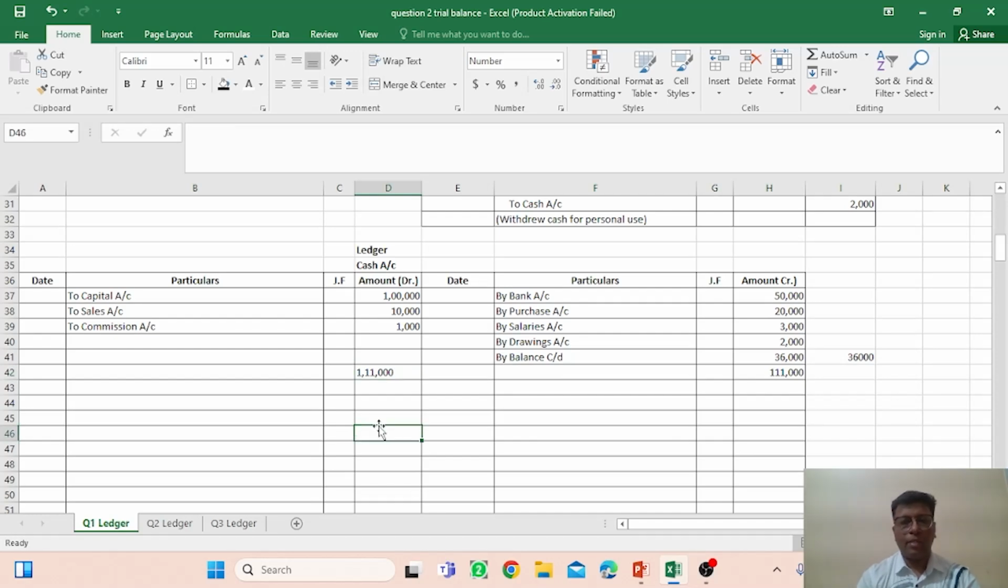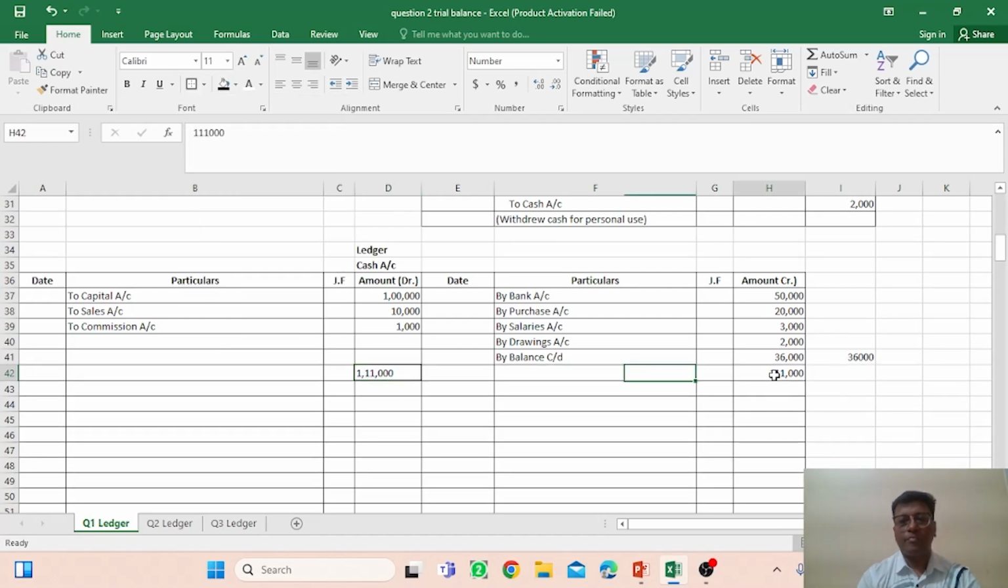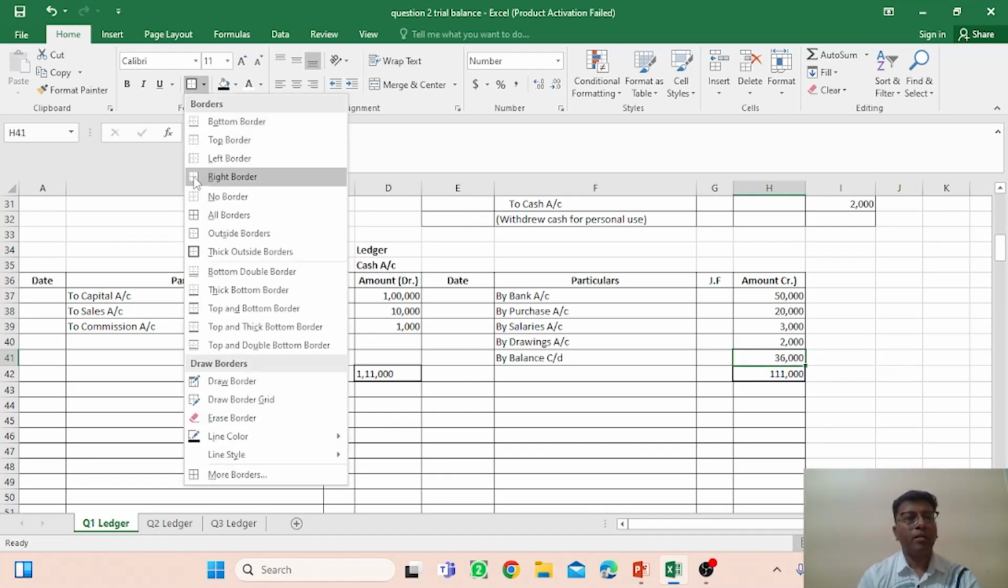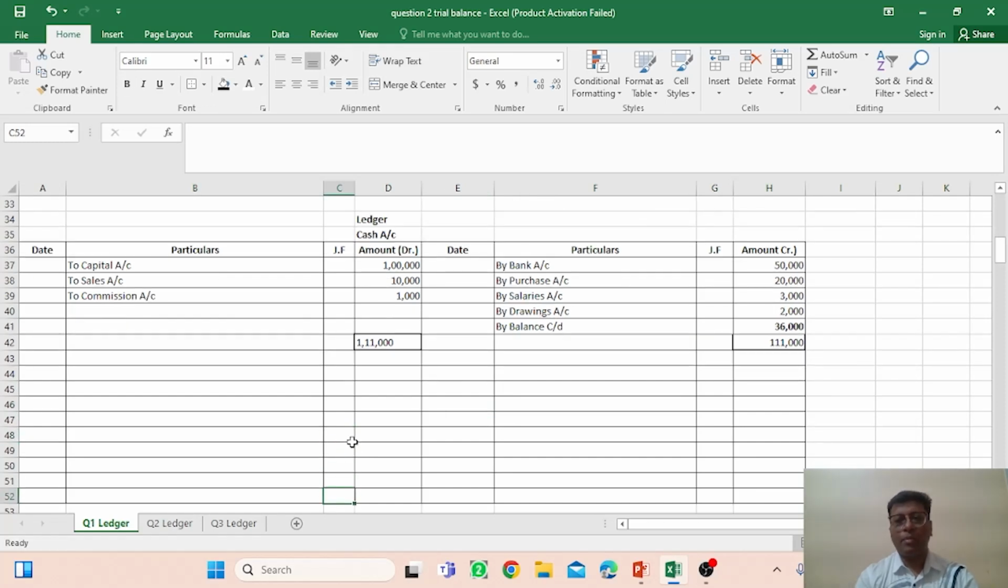Okay, and this is the balance, and we just make it dark so we can identify this is the total, right? And balance is rupees 36,000. Okay, we just give a format and make it bold, 36,000. So this is the particular balance of cash account, right?